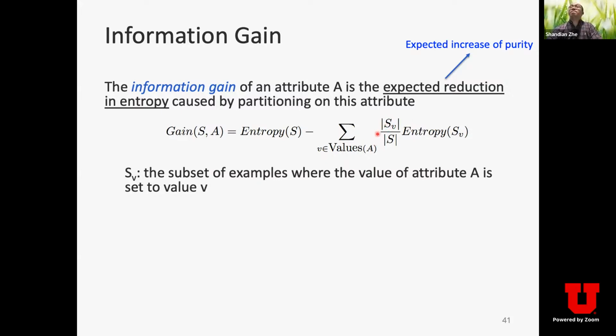Does it make sense? Is everyone good with this? By the way, I have to emphasize that when you do the reweighting, don't forget to divide by the total size of S, meaning this weight is a probability between 0 and 1. It's normalized so that the weights sum to 1. Otherwise, it won't give you the right result.